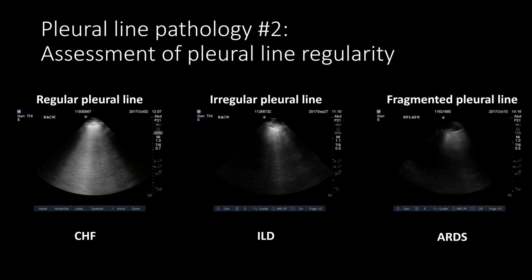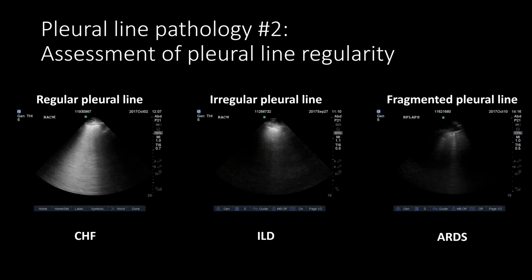Moving on to the next assessment of pleural line pathology, we'll look at the regularity versus irregularity of the pleural line. On the left-hand side, we see a nice, smooth, continuous pleural line. In comparison, in the middle video, the pleural line appears jagged, and in the right-hand side video, we can see during certain areas of the exam that the pleural line actually is fragmented or discontinuous. And why this matters is that it can help us distinguish different pathologies.